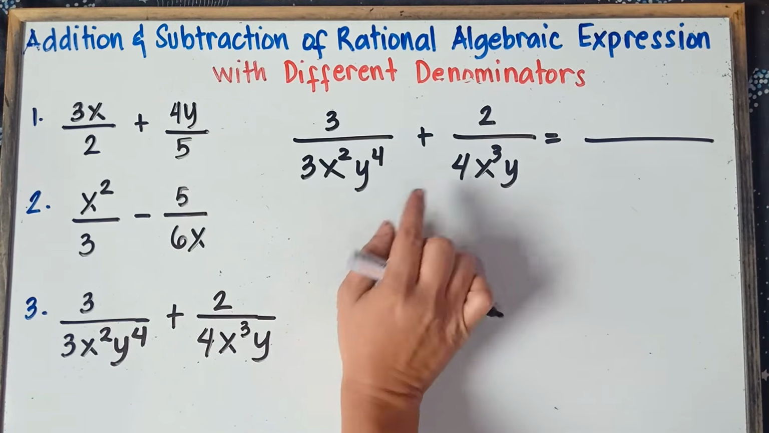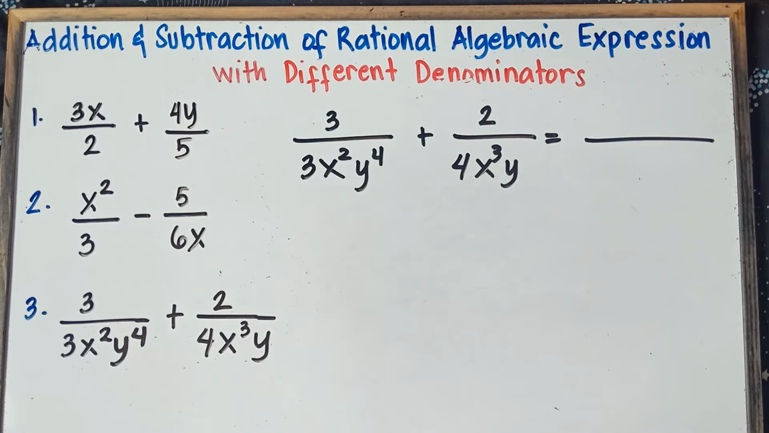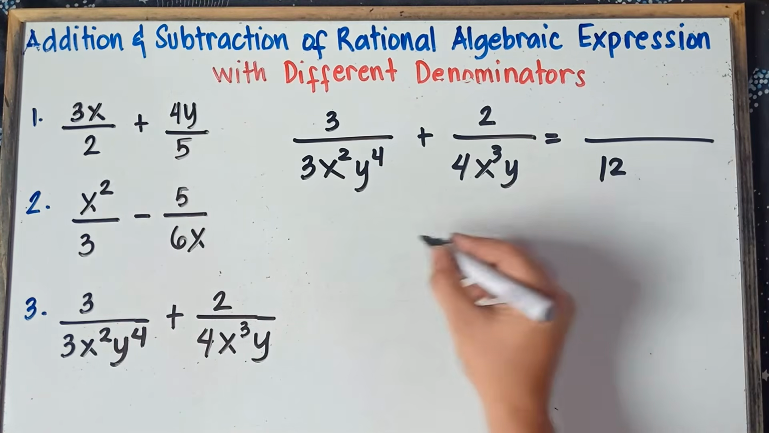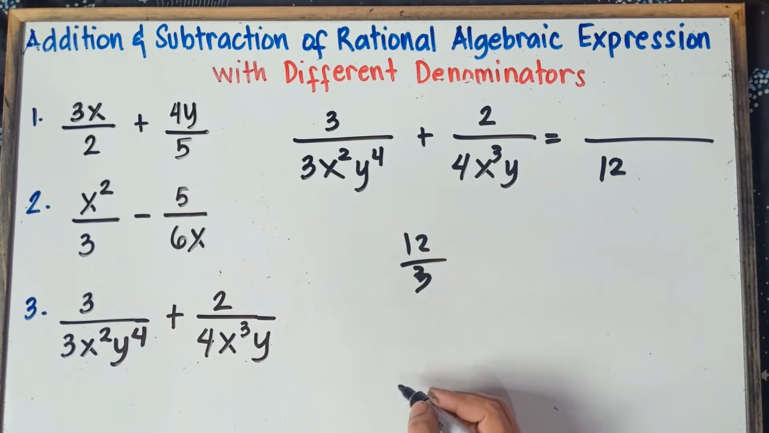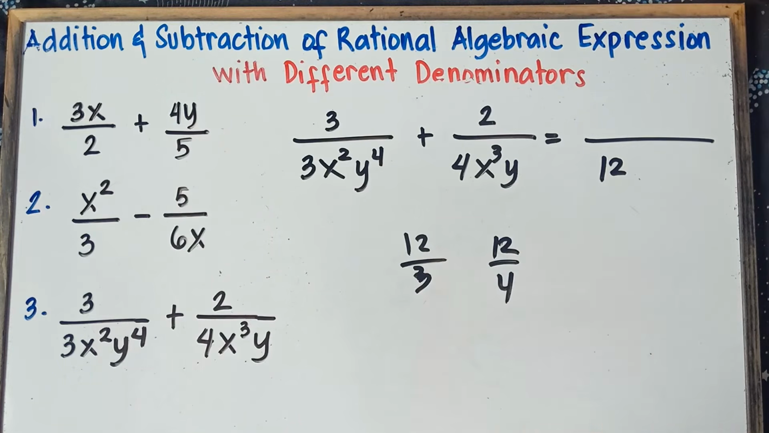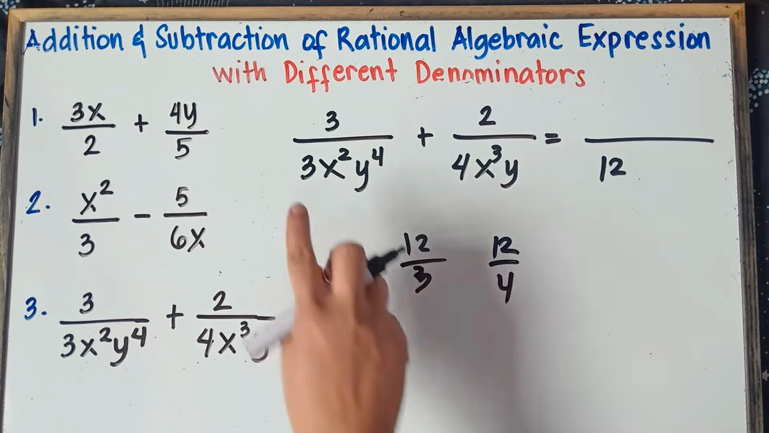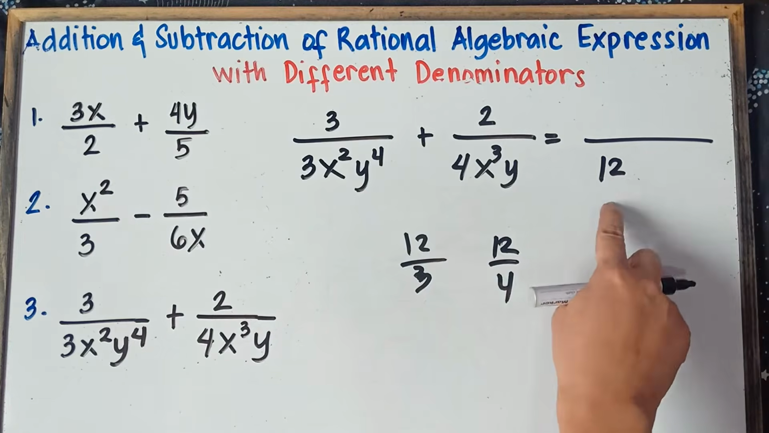So for 3 and 4, class, what will be the LCD of 3 and 4? That number is divisible by 3 and 4. That's correct. It should be 12, right? Can we divide 12 by 3? Yup. 12 divided by 3 would be equal to 4. Can we divide 12 by 4? Yup. 12 divided by 4 would be equal to 3. So therefore, the LCD of 3 and 4 would be equal to 12.